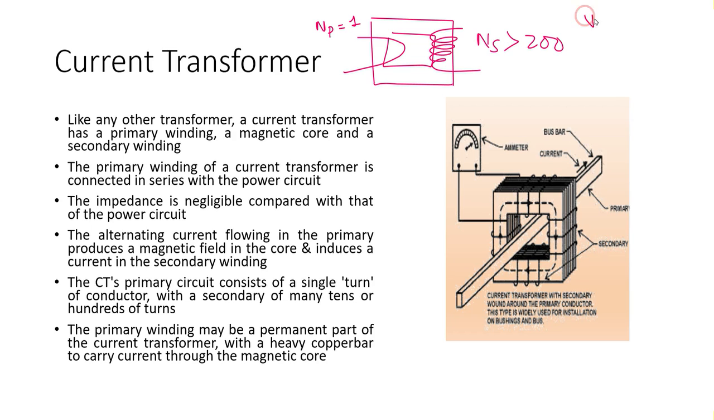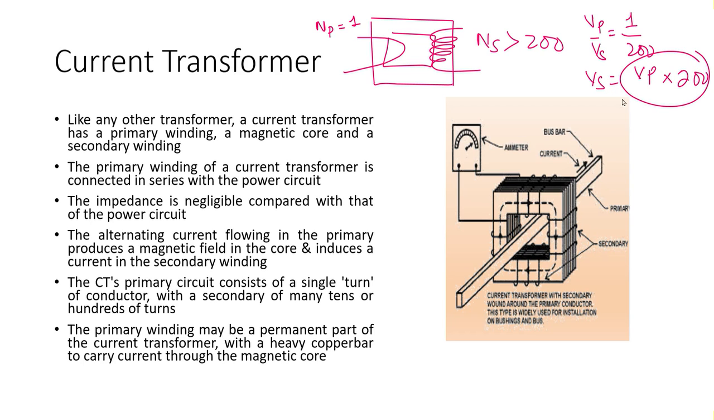So V primary by V secondary is equal to N primary, which is 1, divided by N secondary, which is, let's say, 200. So V secondary would be Vp multiplied by 200. So very high voltage would be obtained on the secondary. So what does this mean?